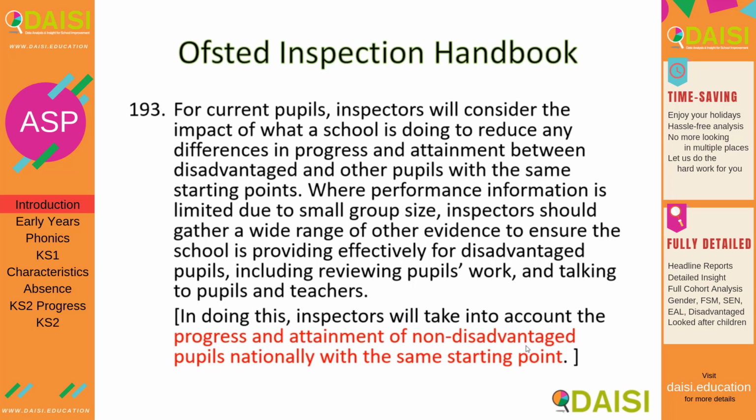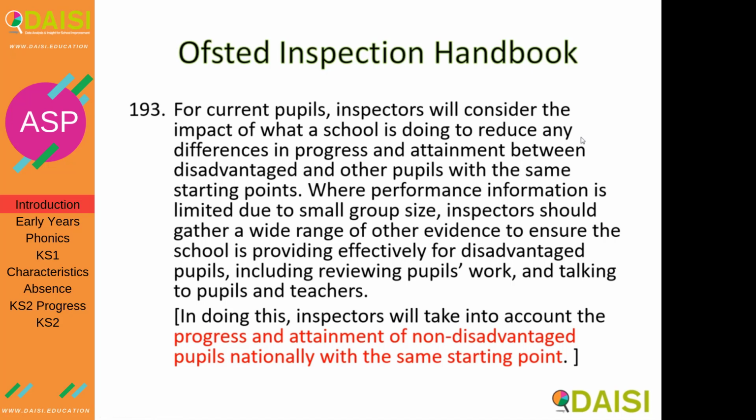Well, Ofsted aren't necessarily looking to see whether they have made the national other. They'll be delighted if they did. But inspectors will consider the impact of what a school is doing to reduce the differences. So in other words, this is the closing the gap or the diminishing the differences measure. It's not that you've reached the national other, it's what are you doing to try to get there.